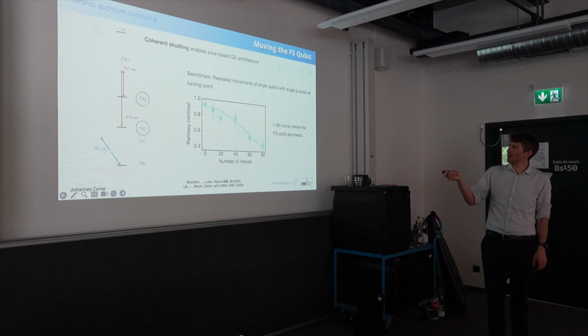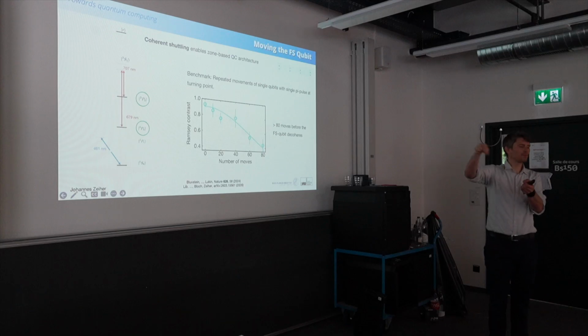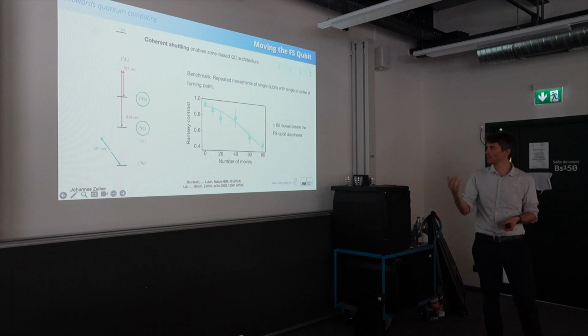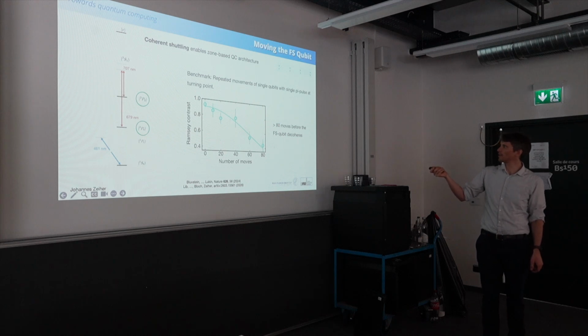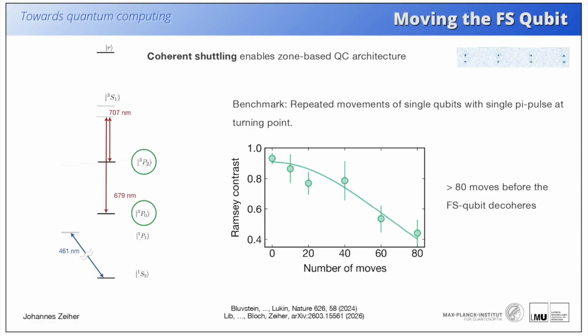And the way we characterize that is again via Ramsey contrast, and we essentially take an atom, move it, do a pi pulse, move it back, and then we measure the Ramsey contrast as a function of the number of these moves, including this little echo. And we see that looking at how this contrast decays, we can do about 80 moves before again reaching the 1/e Ramsey contrast. So you can actually keep the atom coherent while moving it around for quite a long time.